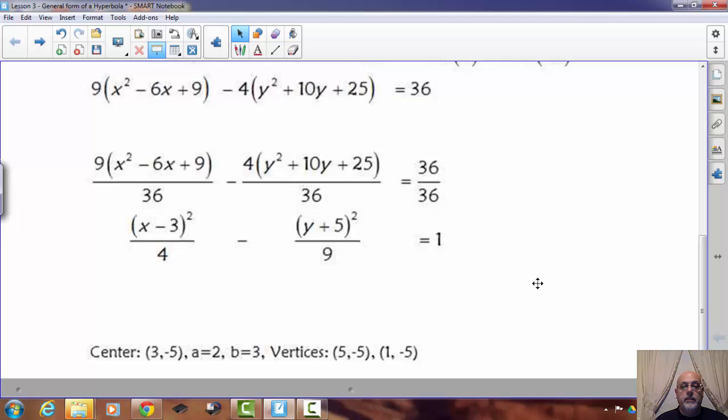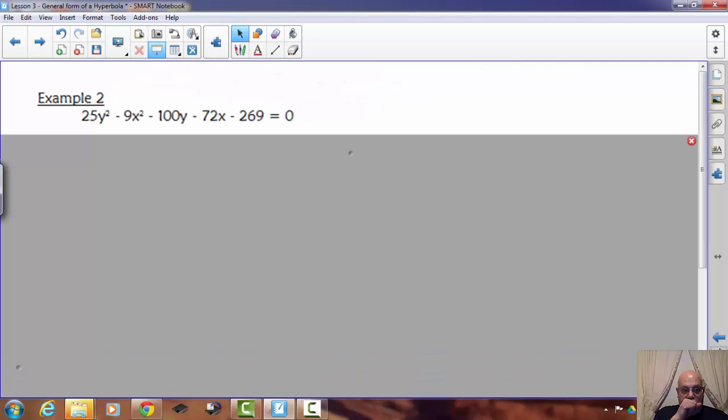Okay. Let's take a look at another example. At this point, why don't you pause the screencast and try this one on your own. The process is pretty much the same as what we were doing with ellipses and circles. So pause the screencast, try this one on your own, and after you've done that, come back to the screencast and we'll go over this.